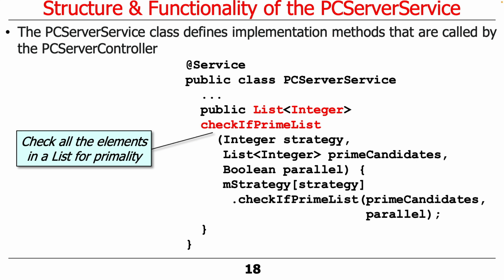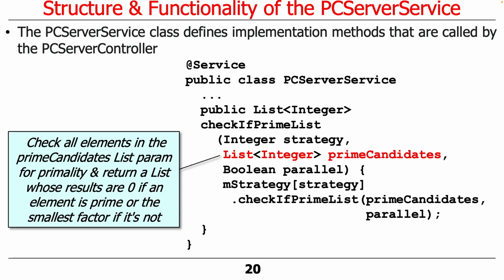Here's the other method. This is checkIfPrimeList. As the name suggests, it takes a strategy and a list of prime candidates, and you'll also notice it's going to return a list of results. Each item will match. If you give it one thing, it'll give you back whether it's prime or not.